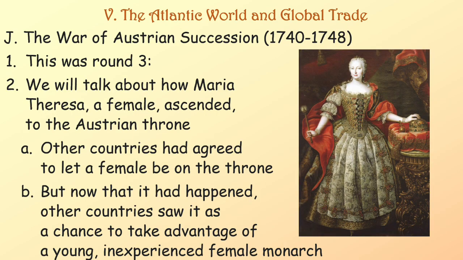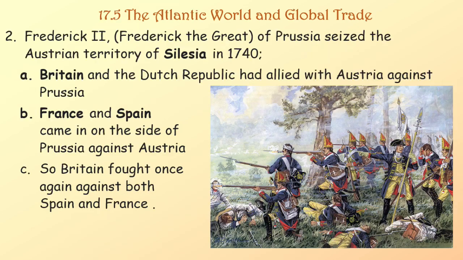So now we got round three, the War of Austrian Succession, which we'll talk about quite a bit more. It went from 1740 to 1748. So we'll talk about how Maria Theresa, a female, ascended to the Austrian throne. Other countries had agreed to let a female be on the Austrian throne, but now that it was actually happening, other countries saw it as a chance to take advantage of a young, inexperienced female monarch.